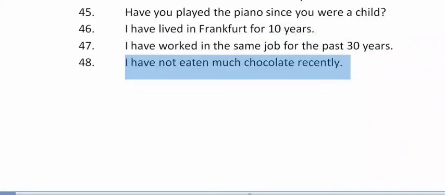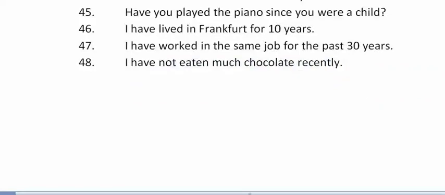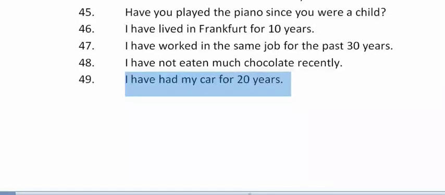Have I eaten much chocolate recently? Or you can say, I haven't eaten much chocolate. Have not, haven't. I have had my car for 20 years. Now you would say, Professor, I see the word had.